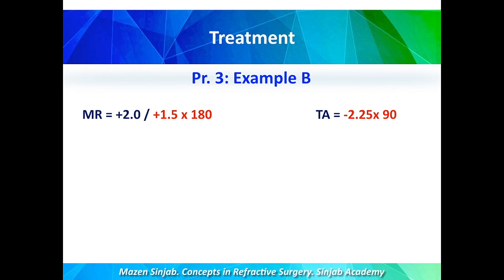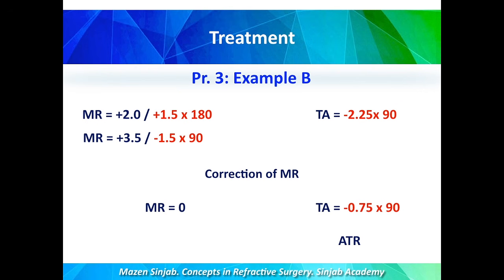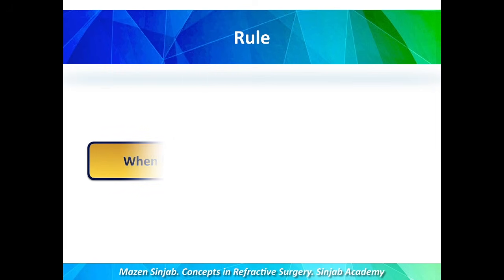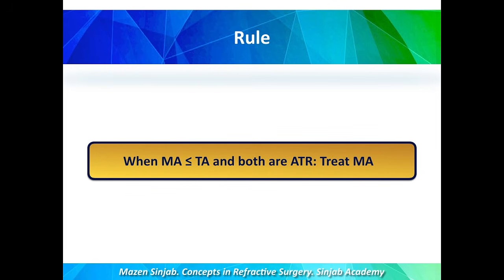Example B, manifest refraction is +2 sphere plus 1.5 cylinder at 180. Topographic astigmatism is -2.25 at 90. We have to use the minus cylinder equation, and if we correct the manifest refraction, we are going to reduce the topographic astigmatism, and it will stay against the rule, and the manifest refraction will be 0. So the rule says when the amount of manifest astigmatism is less than or equals to the amount of topographic astigmatism, and both are against the rule, just treat the manifest astigmatism.